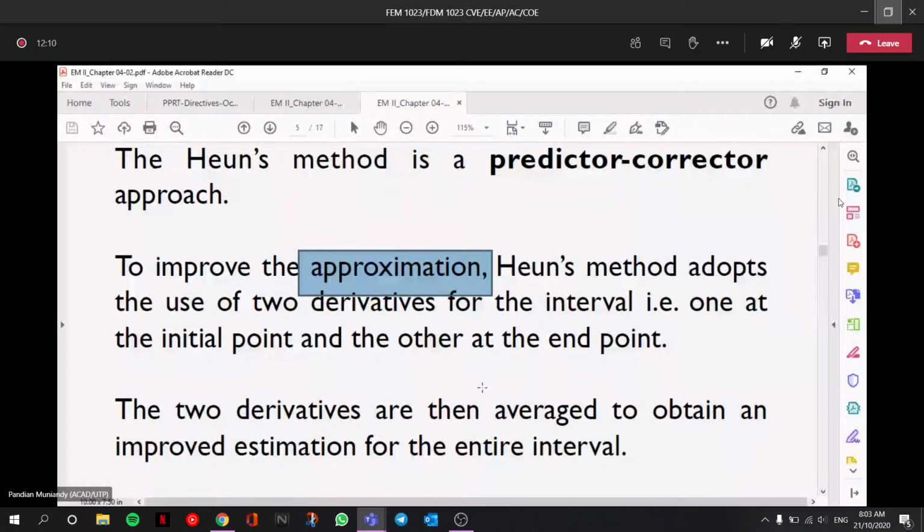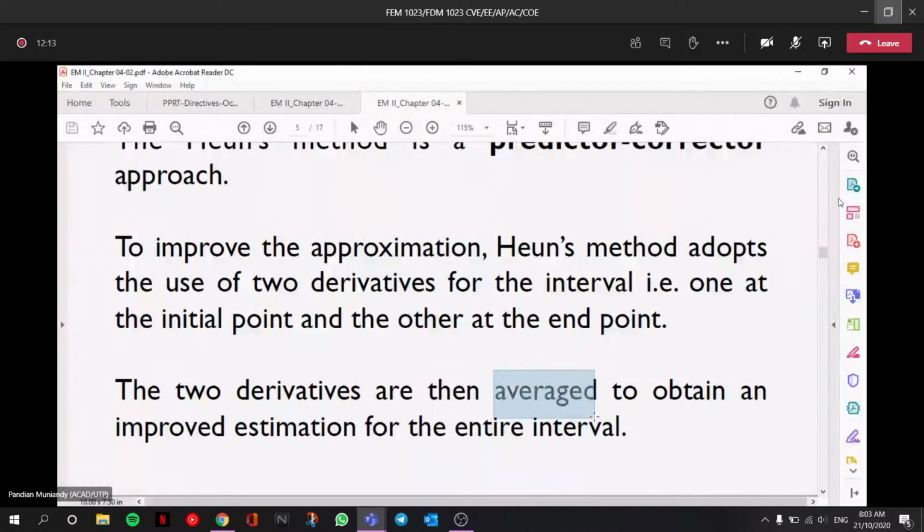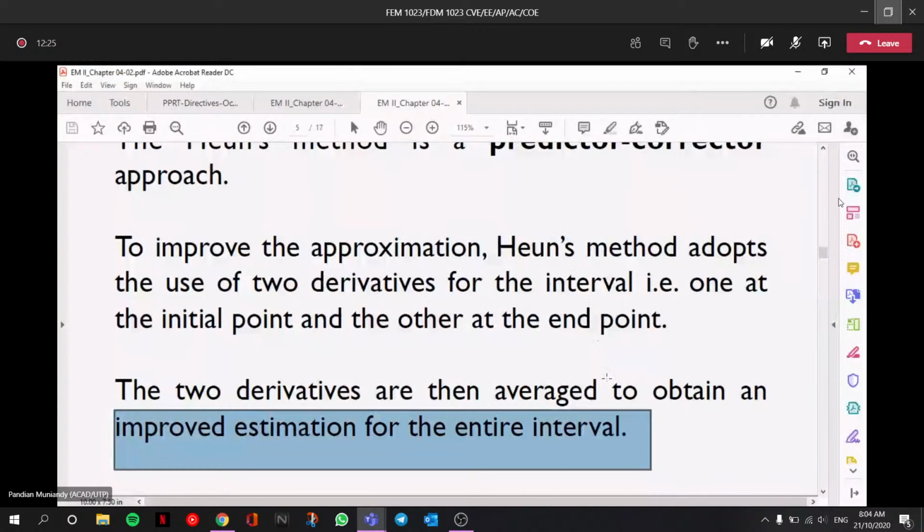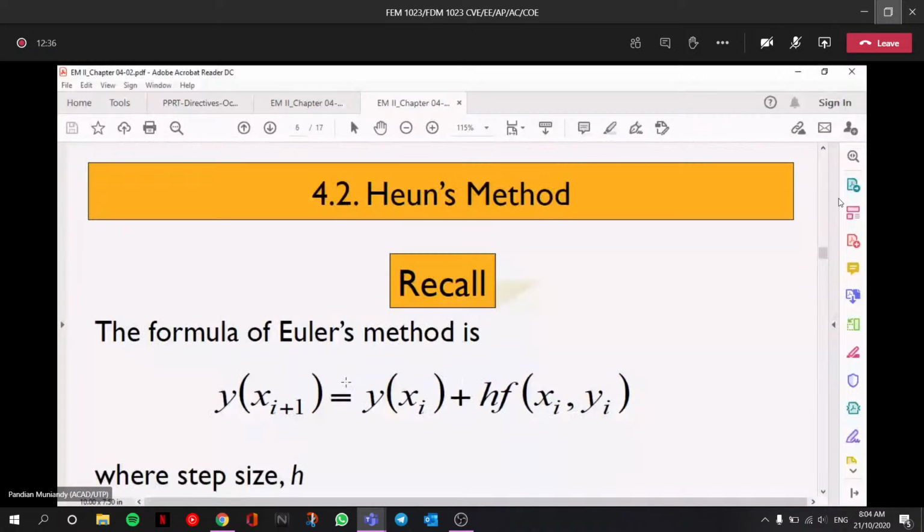So the two derivatives are then averaged. The averaged derivative, dy/dx, is used to obtain an improved estimation for the entire interval, because we are looking at the interval from lower bound to upper bound. So we take the average. Of course, this will be given in the form of a formula. You can look at slide number 6.